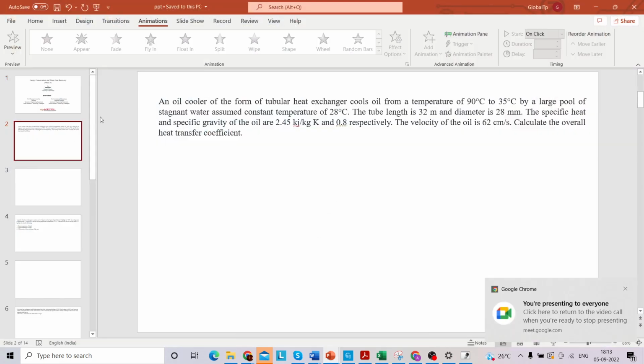Heat exchanger, the first question we will discuss. An oil cooler of the form of a tubular heat exchanger cools oil from a temperature of 90 degrees Celsius to 35 degrees Celsius by a large pool of stagnant water. Assume the constant temperature of 28 degrees Celsius. The tube length is 32 meter and the diameter is 28 millimeter. The specific heat and specific gravity of the oil are 2.45 kilojoule per kilogram Kelvin and 0.8 respectively. The velocity of the oil is 62 centimeter per second. Calculate the overall heat transfer coefficient.